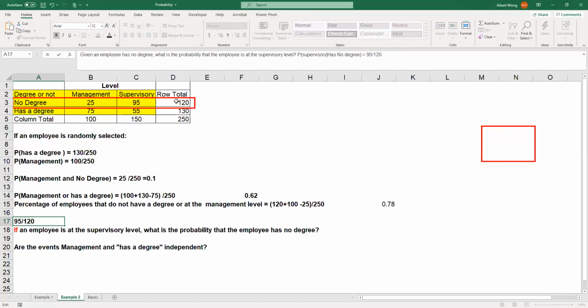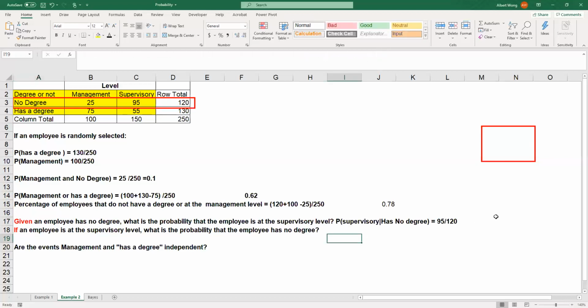As you can see, we use 120 in the denominator because we know that, given an employee has no degree, instead of looking at the 250 employees in the sample, we are looking at the 120 employees in the sample. So this row is really our starting point in finding the probabilities that we want. So out of the 120, 95 of them are at the supervisory level. So therefore, the answer is 95 divided by 120.